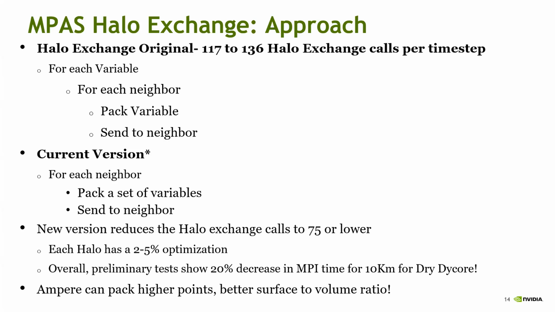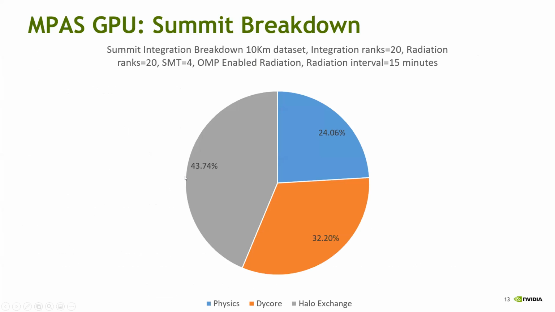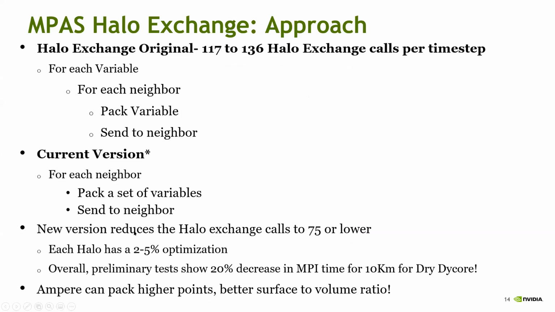Our preliminary tests, which I'm not presenting today, have shown a 20% decrease in MPI time for the 10 kilometer dry dycore module. So what that means is this number, 43%, you can expect to be less than 30% when we present it the next time. And the next important, exciting thing is that the Ampere can pack a higher number of points, so it provides a better surface to volume ratio. So we would get better and better performance on the newer architectures.